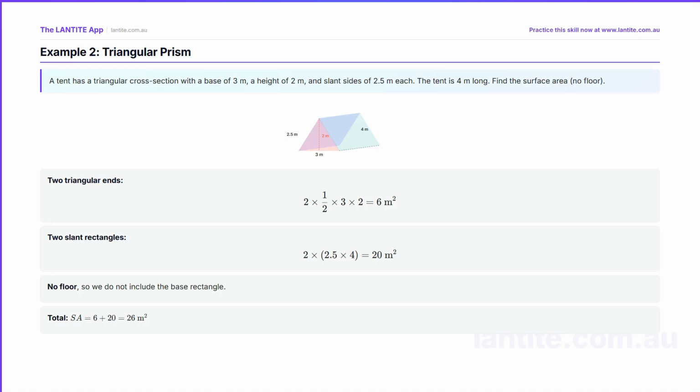A tent has a triangular cross-section. The base is 3 meters, the height is 2 meters, and each slant side is 2.5 meters. The tent is 4 meters long. Since it is a tent, there is no floor. The two triangular ends have a combined area of 2 times 1/2 times 3 times 2, which is 6 square meters. The two sloping rectangular sides are each 2.5 by 4 meters, giving 2 times 10, which is 20 square meters. We do not include the floor. The total surface area is 6 plus 20, which is 26 square meters of fabric.